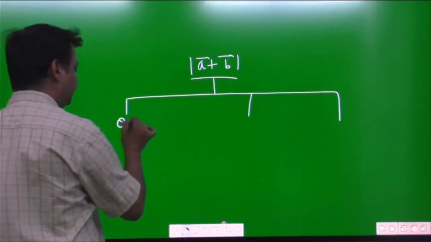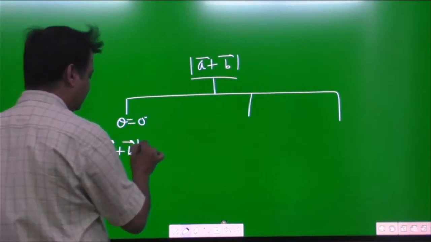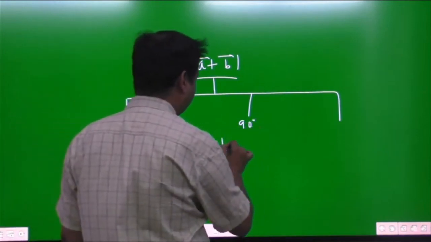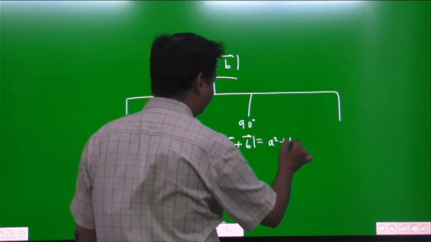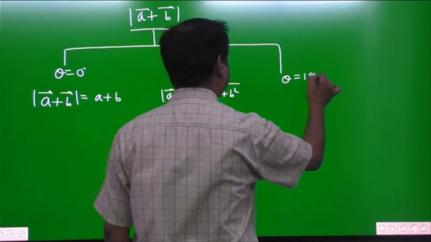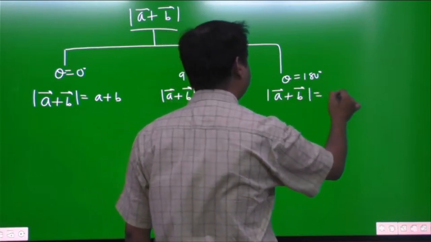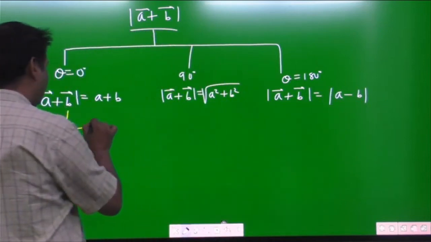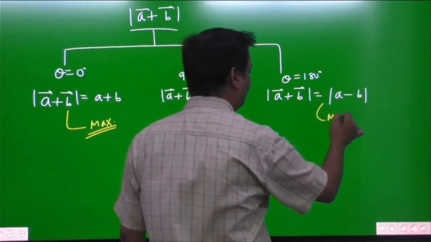When the angle is 0 degree, modulus of A plus B comes to be A plus B. When the angle is 90 degree, modulus of A plus B comes to be square root of A square plus B square. And when the angle is 180 degree, modulus of A plus B comes to be the absolute difference of the two vectors. Now, this is the maximum possible magnitude, and this is the minimum possible magnitude of the resultant.